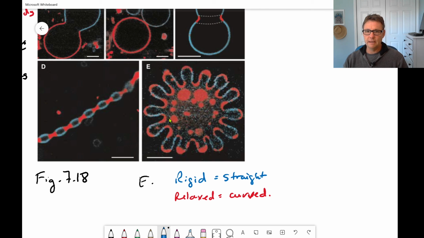These are all abiotic, non-living membrane systems. There's nothing going on here but just manipulating the composition of the lipids and the temperature. And you get now things that look like microvilli, even though there is no DNA or any living components in this membrane system. It's just abiotic.